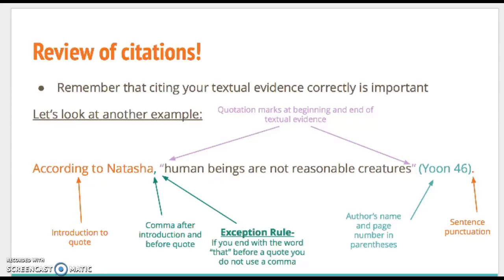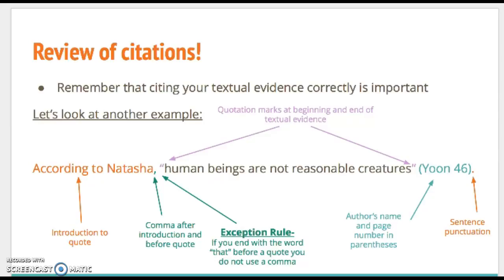So then moving on, I'm going to put my quote in quotation marks at the beginning and the end of the quote. So, "human beings are not reasonable creatures." That is my textual evidence for whatever I am claiming. And then I want to include the citation, which is the author's name and page number in parentheses. And then I want to include that outside of the last quotation mark, and then I put my sentence punctuation outside of the citation at the end of the sentence.